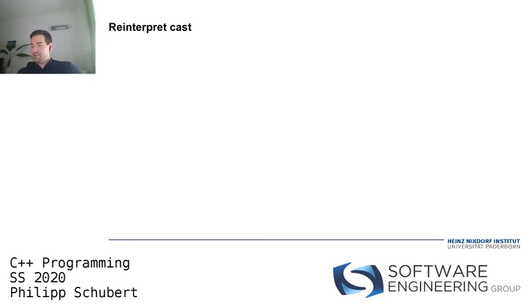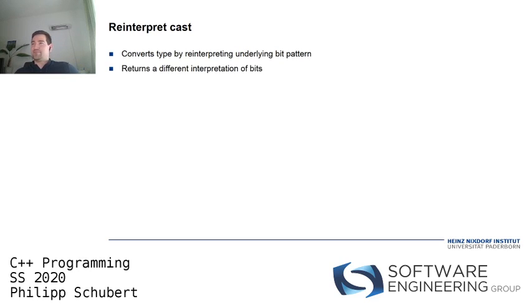So what else do we have left in C++? We also have a reinterpret cast. That converts a type by reinterpreting the underlying bit pattern. That's probably the cast operator that you need the least, I guess. It just returns a different interpretation of bits. Let me show you an example.